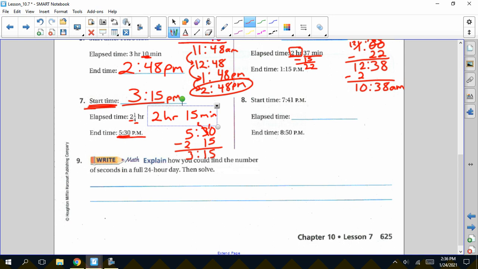Now, number 8. You have a start time of 7:41 p.m. and an end time of 8:50 p.m. and we have to figure out how much elapsed time happened. How much time is it from 7:41 p.m. to 8:50? Well, if we look at that, we can just start by putting down 7:41. And I want to get to 50 minutes. Well, 7:41 to 7:50 is 9 minutes.